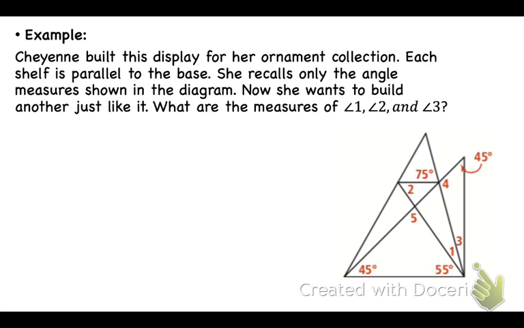So if I extend this, it's parallel to the base. That's what it says. So these two are parallel. That might be handy, right? So then we have a couple transversals we can use. She records only the angle measures shown on the diagram, and now she wants to build another one, just like it.